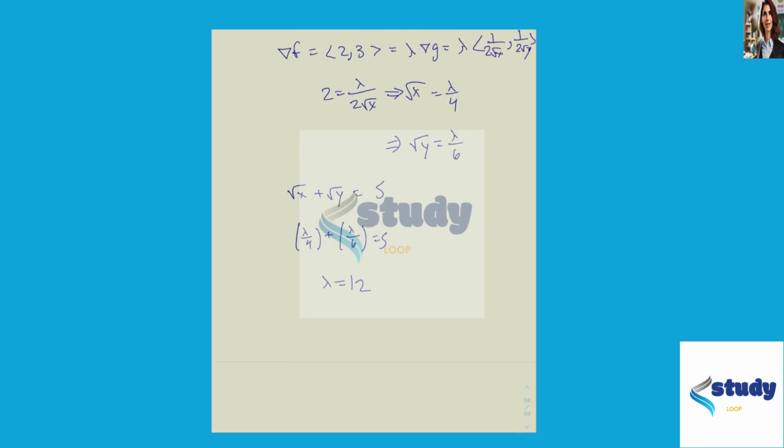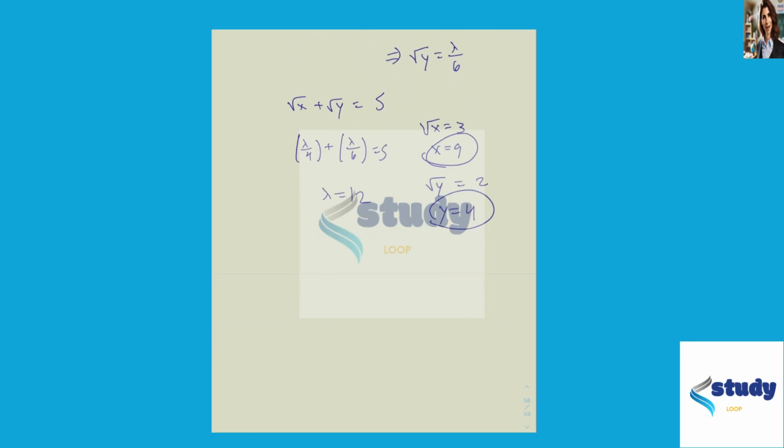Now taking it back, we see that the square root of x equals 3. So that means x equals 9, and the square root of y equals 2, so y equals 4. Those are important values right there. And then the only possible extreme value subject to the constraint is f of (9, 4), which equals 30.